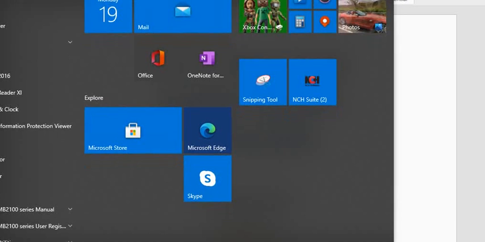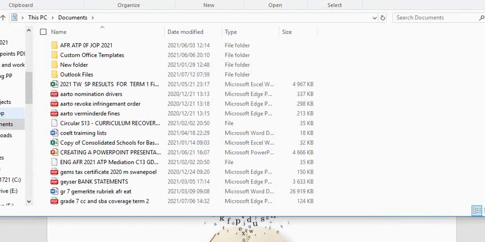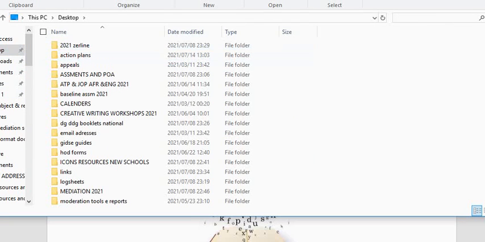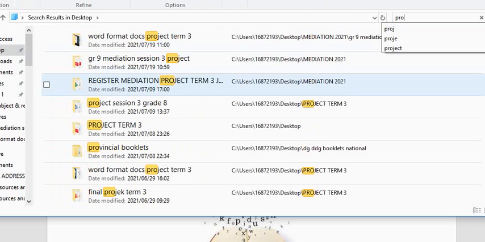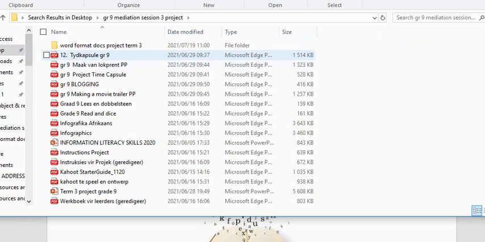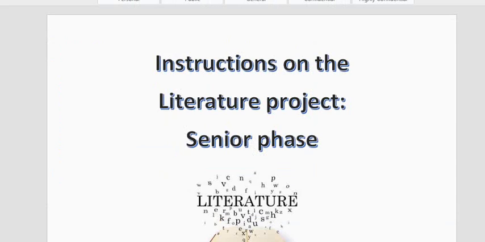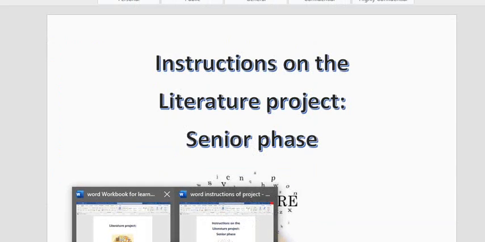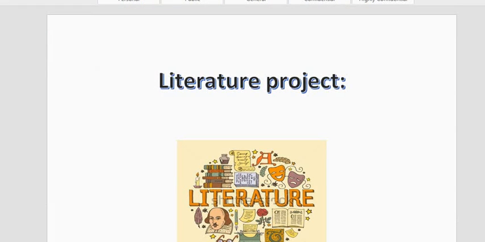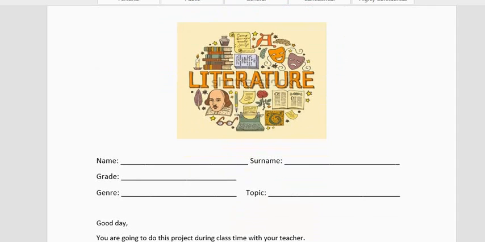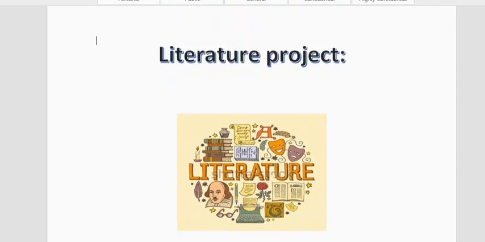Let me see one more time if I can access this. Oh, there it is, literature project. I think you can still see it. Good. Let's quickly look at the literature project workbook.